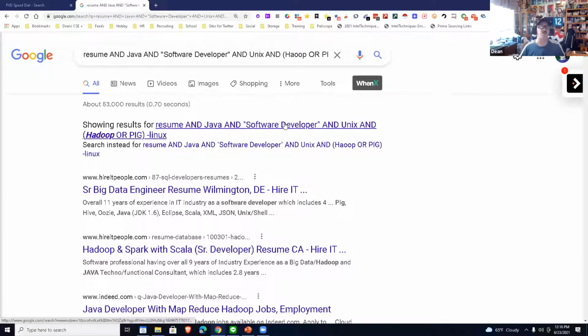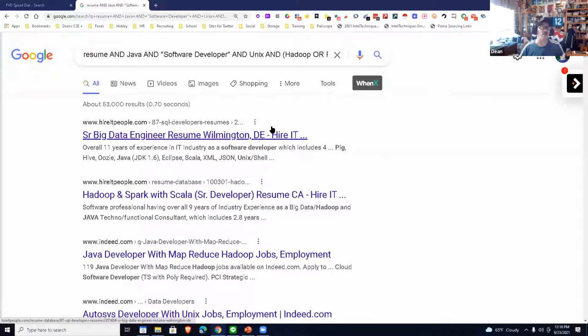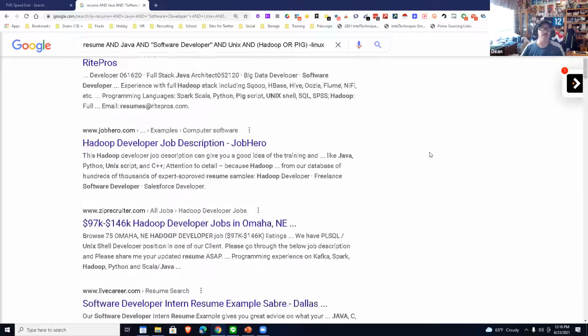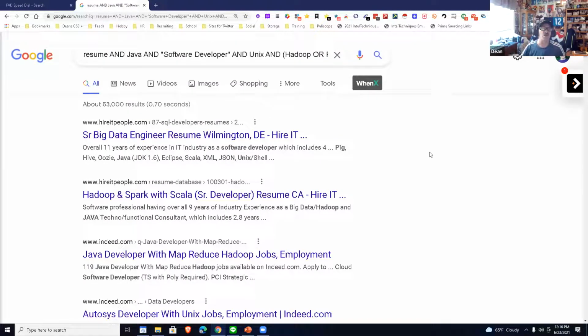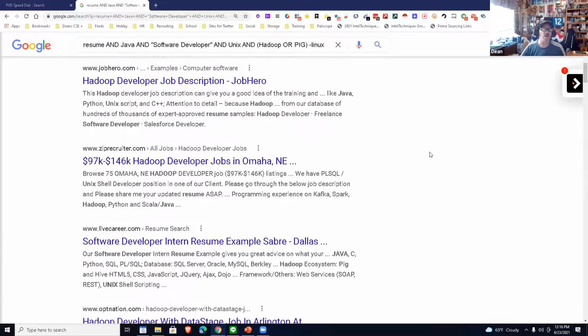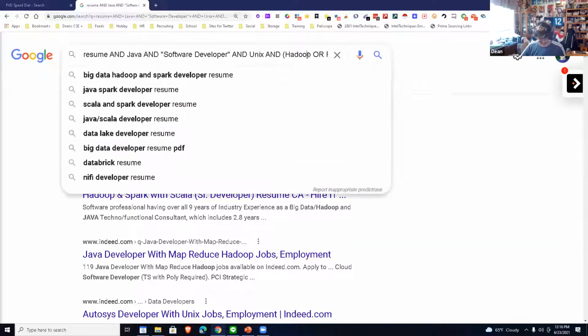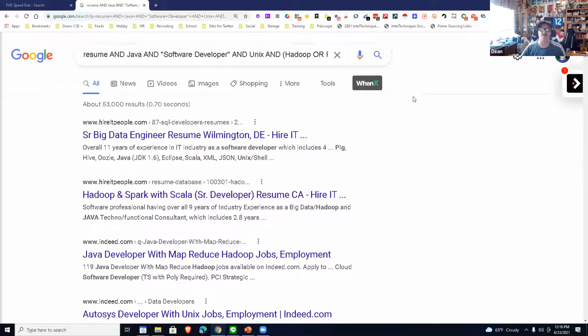Everything looks good to me. Oh, I did spell Hadoop right. Yay. And there we go. That's our results, just doing a simple Boolean thing. Now, there is some junk here. You're going to notice there are a lot of jobs. There are a lot of other things, and how you get rid of those is by minusing job or jobs or whatever. Notice how I wrote it: ANDs, then ORs, then NOTs.